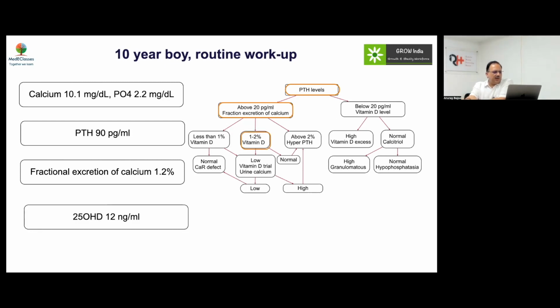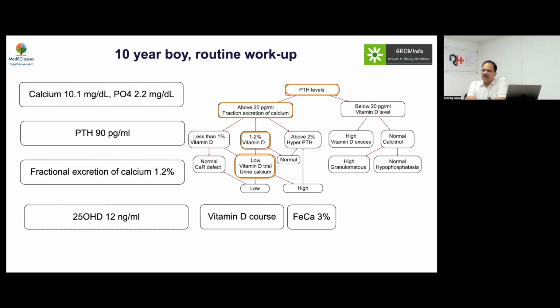If vitamin D level is low, as in this case, what will you do? We gave a course of vitamin D and the urinary calcium increased. So what it basically means is that this was actually a case of primary hyperparathyroidism. The severity of hypercalcemia and hypercalciuria was masked because of vitamin D deficiency. This is very, very common in our setting. So before you label anybody as familial benign hypercalcemia, for which nothing much is to be done, you should look at vitamin D level and give a course of vitamin D, and you will get the diagnosis right.